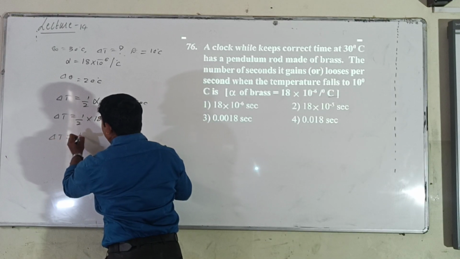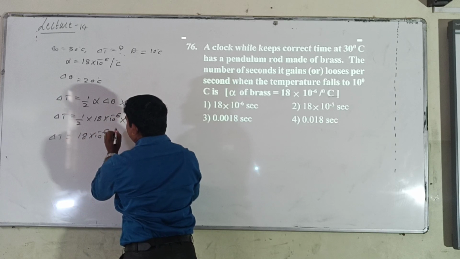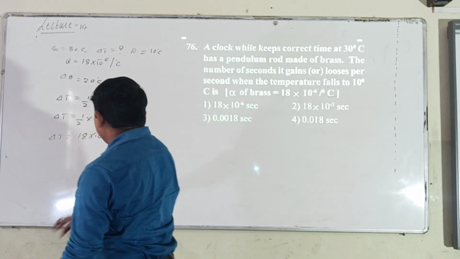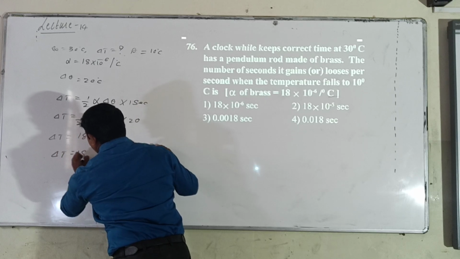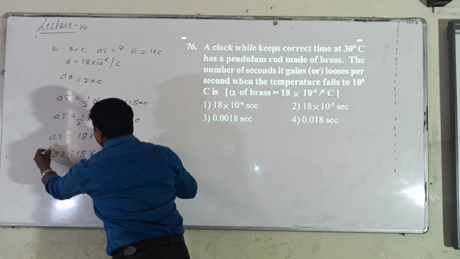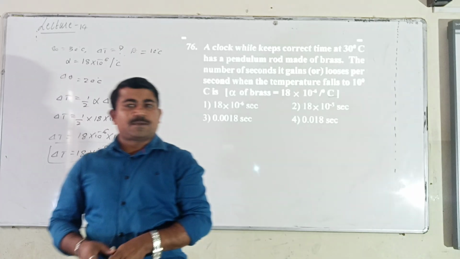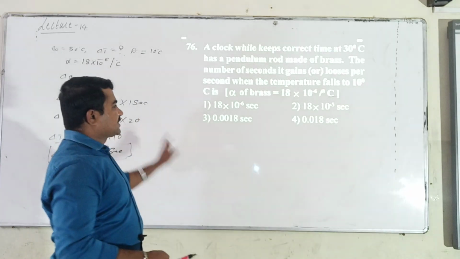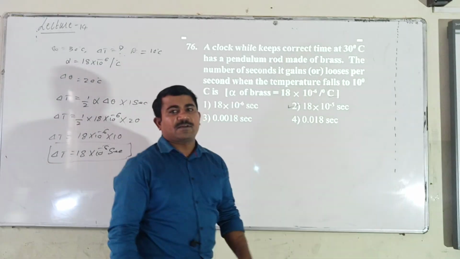Delta t, loss of time or gain of time, 18 into 10 raised to minus 6 into how much? 10. Right. How much value are we getting actually? 18 into 10 raised to minus 5 second I can get. This is the loss of time or gain of time, delta t is equal to 18 into 10 raised to minus 5 per second. You can choose option number 2. Option 2 is correct. Right?